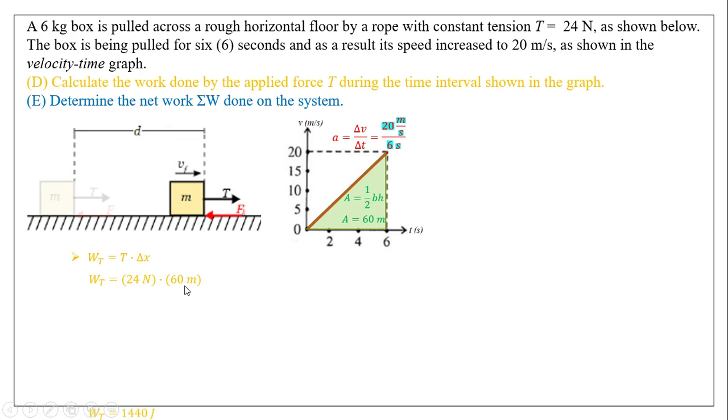All right. Other than that, just calculate work. 24 times 60 is 1,440 joules. And that is it for part D. That's pretty light work. And then E asks you to determine the net work on the system.